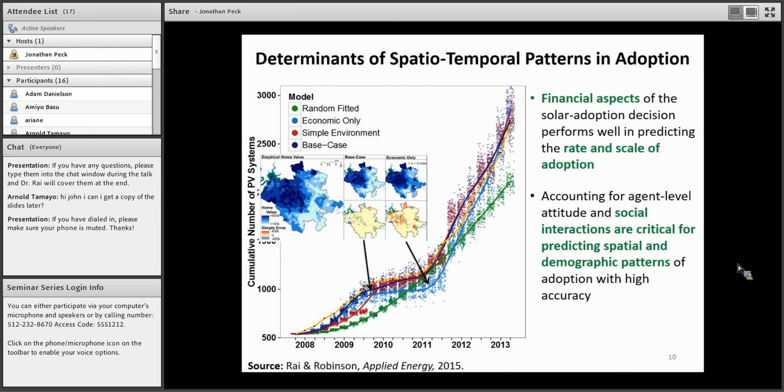In the curves are adoption, the number of systems adopted in Austin over time. The yellow curve, which may not be entirely visible, is the actual adoption. And the four different curves, the green, the red, blue, those are different scenarios that are based off the agent-based modeling. And I'll just highlight two of those curves, the ones that are being pointed to by the black arrows.